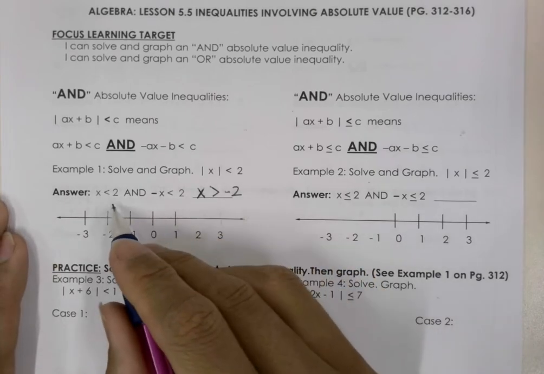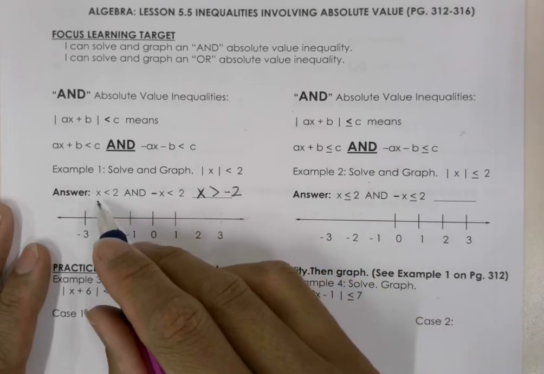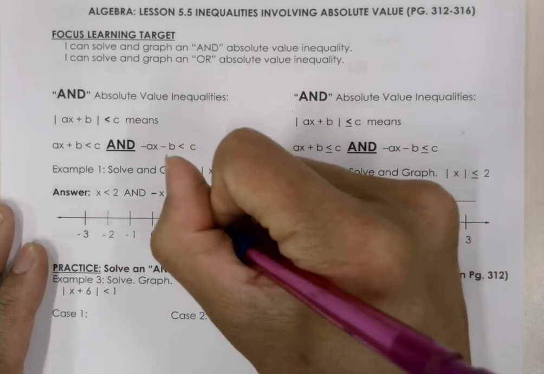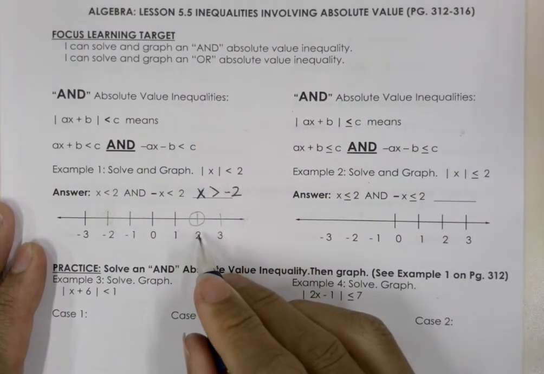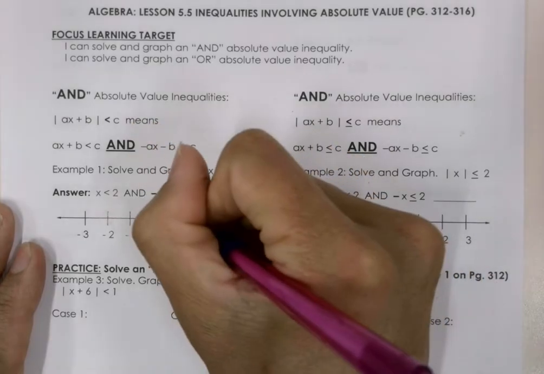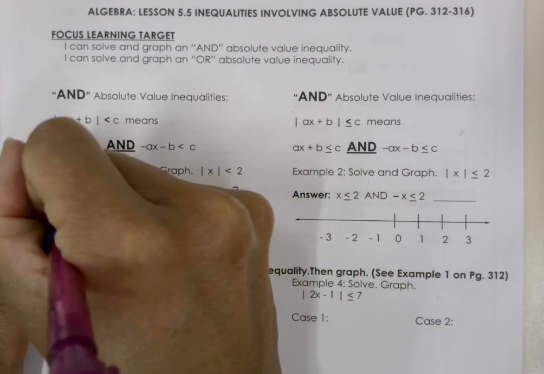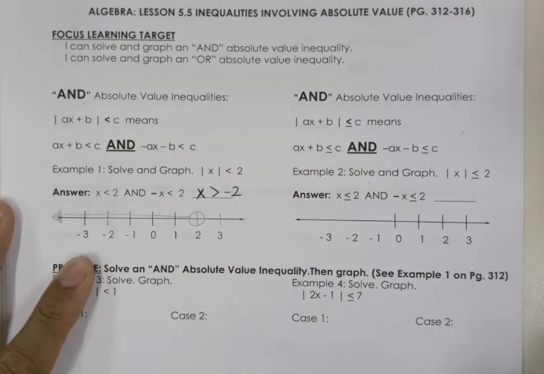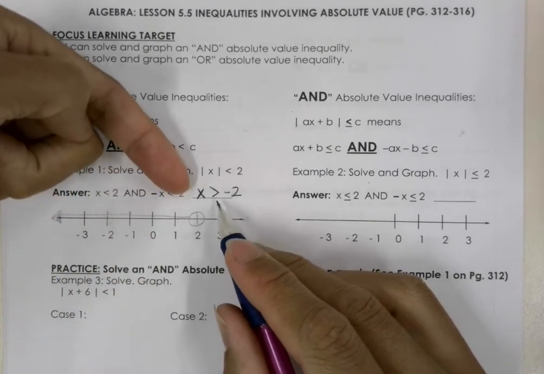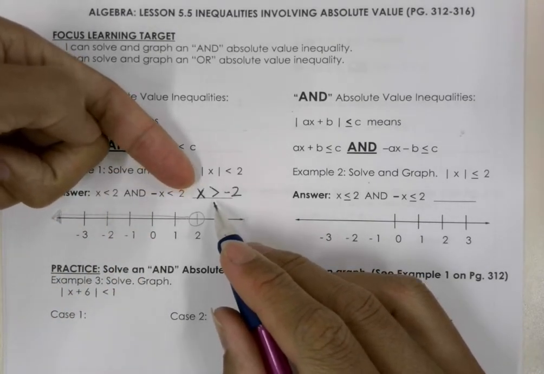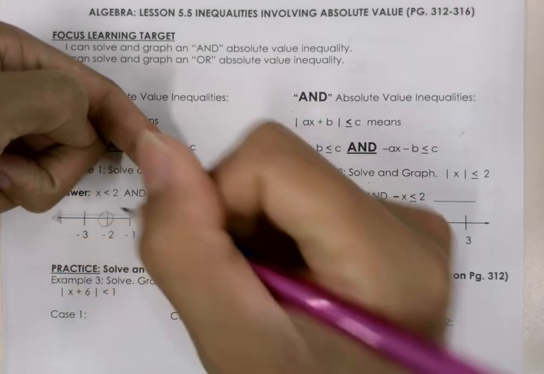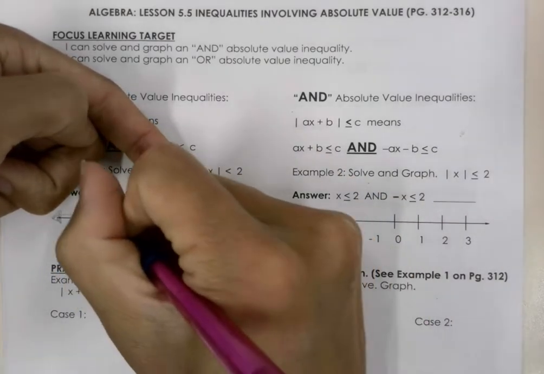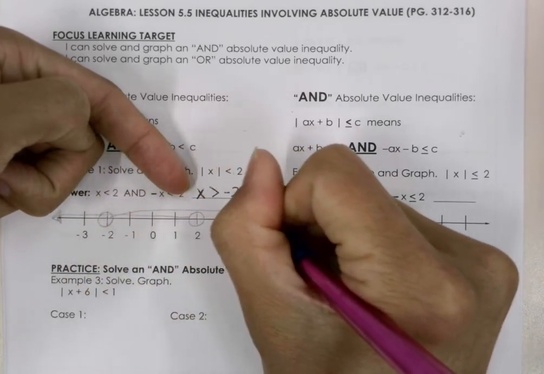And we'll go ahead and graph the first one. This is X is less than 2. So we're going to have an open circle at 2, and the arrow is going to move to the left. And in our second inequality, we're going to put an open circle at negative 2, and our arrow is going to move to the right.